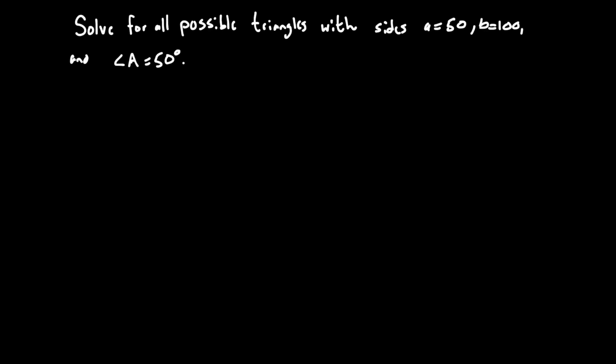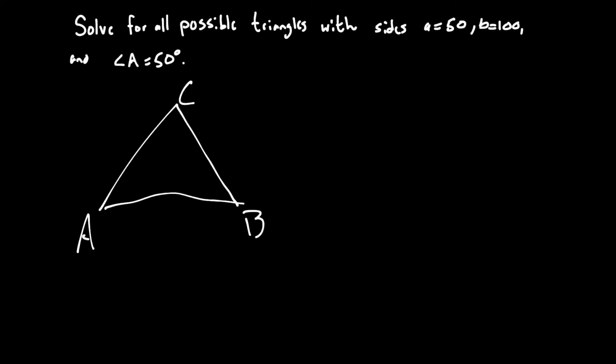Let's look at another application of law of sines. Again, we want to solve for all possible triangles with sides a equal to 50, b equal to 100, and angle A equal to 50 degrees. Let's first draw our triangle. Here is our triangle with our angles labeled, and the only angle that we're given is A, which is 50 degrees.